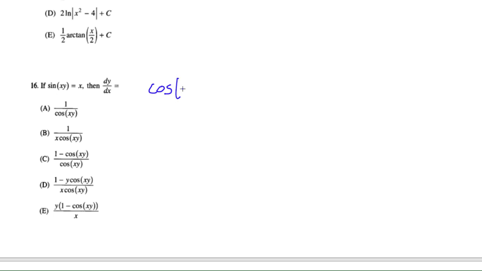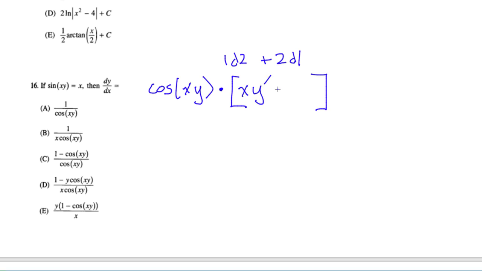So cosine of xy, and now I have to do dinner. Ooh, dinner's tricky. Product rule. Whenever you see 2 variables, and those 2 variables are being multiplied, it is always, always, always product rule. 1d2 plus 2d1. So this thing is going to be multiplied by dinner. Dinner is that 1d2 plus 2d1. 1 is x, d2 is y prime, plus 2 is y, and then times d1, which is 1, so just y.